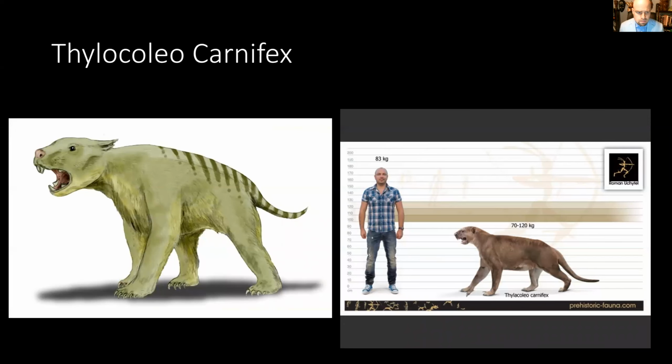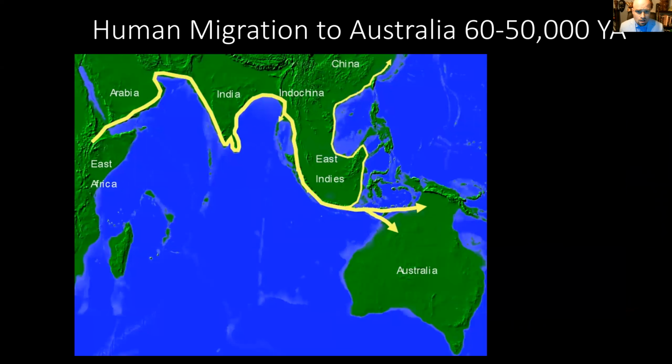And of course, the marsupial line that I mentioned. Now, also around 60,000 to 50,000 years ago, we have evidence of the first migrations of humans into Australia. These were people that were migrating out of Southeast Asia.